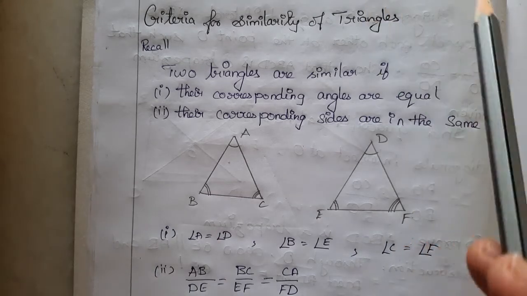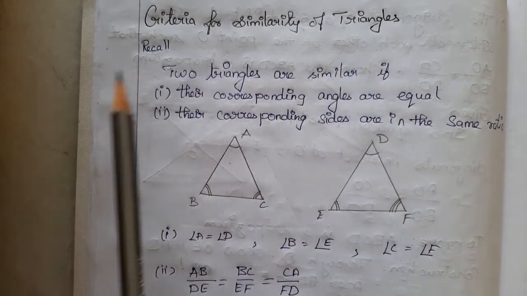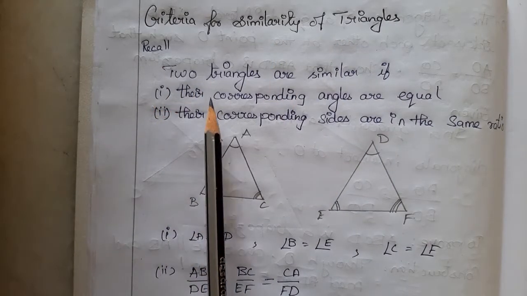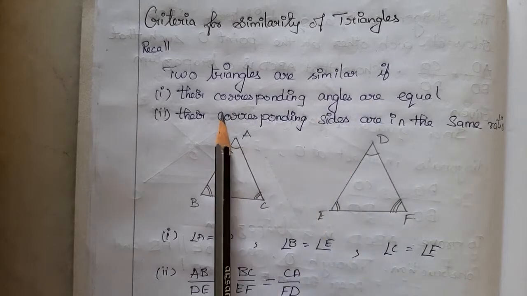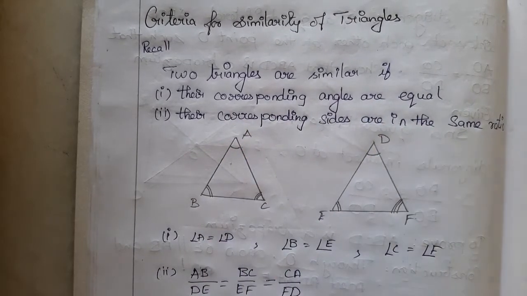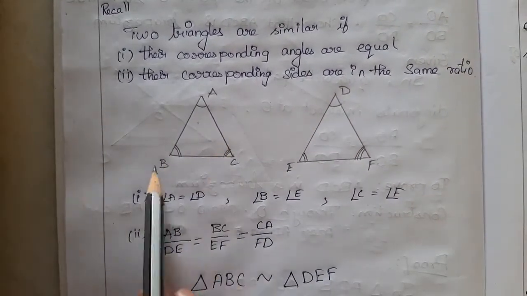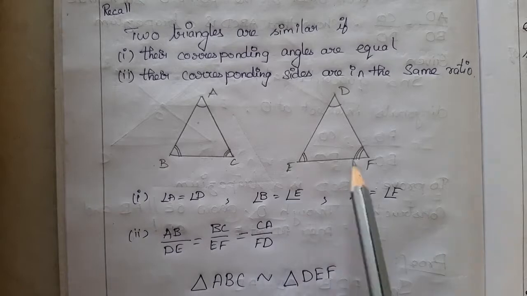So today we are going to see about criteria for similarity of triangles. We'll start with a recall. Two triangles are similar if their corresponding angles are equal and their corresponding sides are in the same ratio. I consider the two triangles here, ABC and DEF.